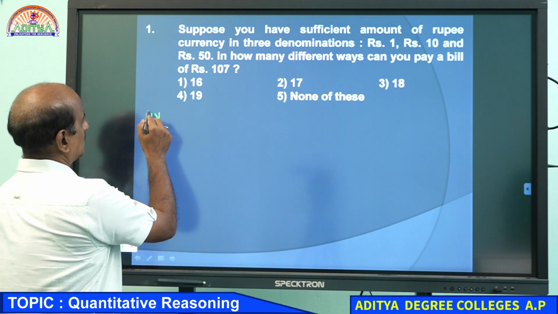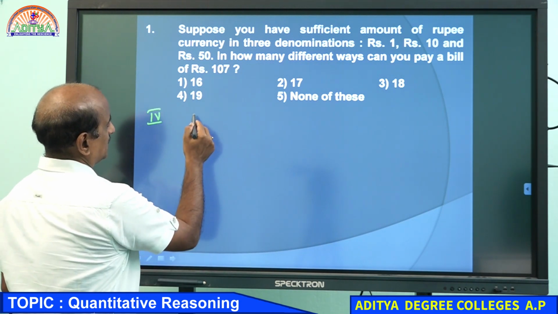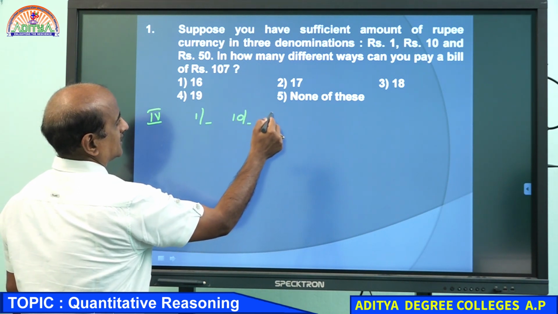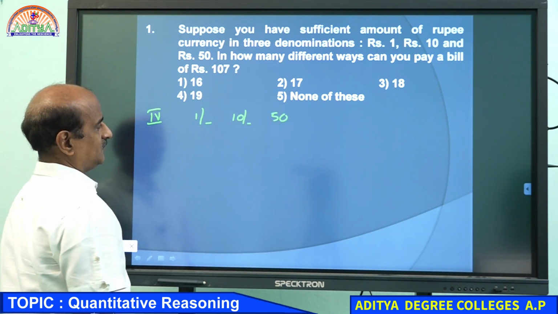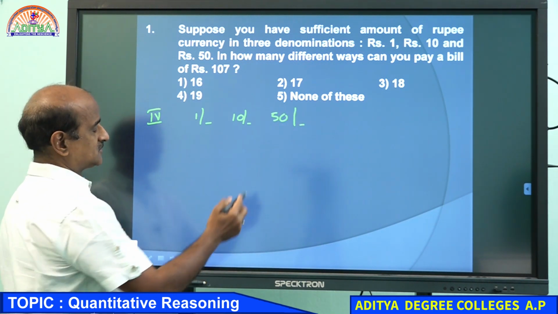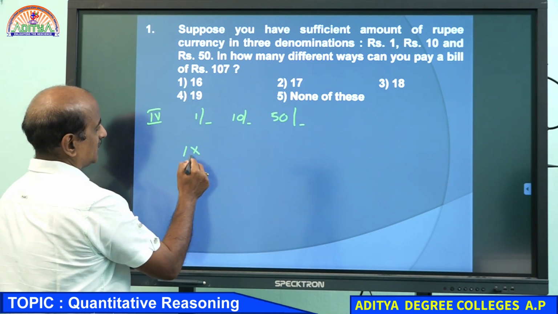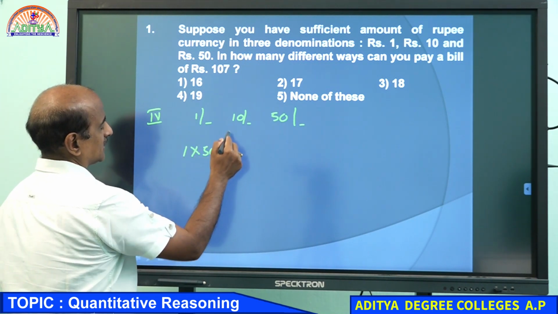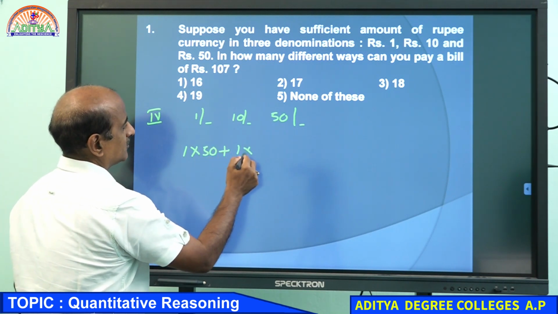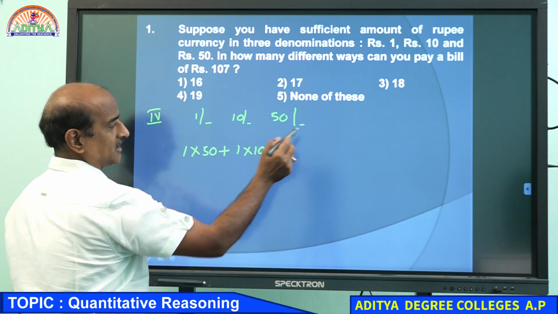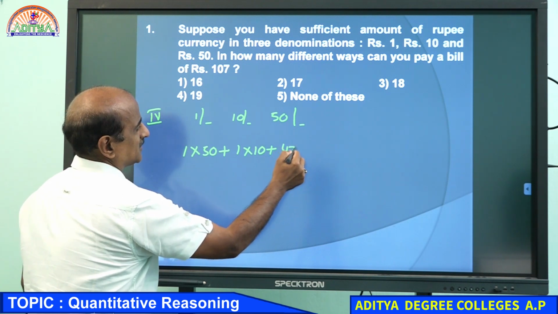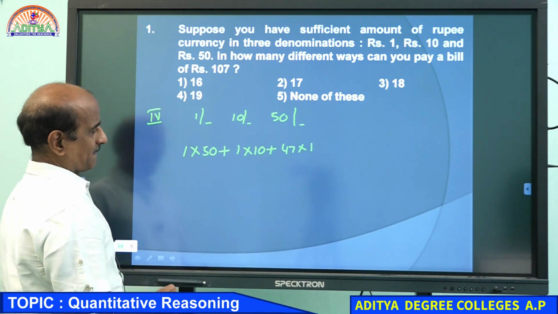Model number 4. Tell me, student, with a combination of 1 rupee, 10 rupee, and then 50 rupee. Let me tell you, my dear students. First we start with 50 rupee. If you take 1 fifty-rupee note, we can take 1 ten-rupee note plus all the remaining one-rupee notes. 50 plus 10, 60, and hence the remaining 47 one-rupee notes.